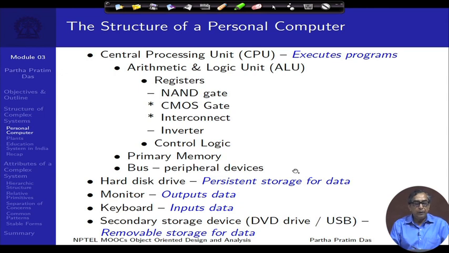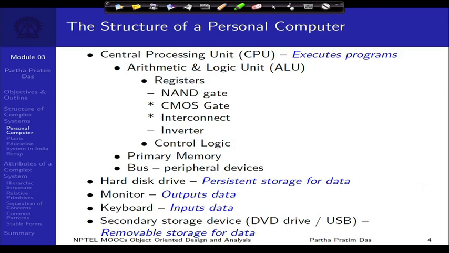So, the first system we take a look at is a man-made system. We try to understand the outline of a personal computer. All of us know a personal computer. There is a personal computer of whatever capacity you talk of. I am not talking about any specific personal computer; this will include laptops and so on.